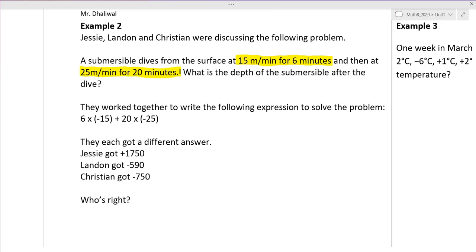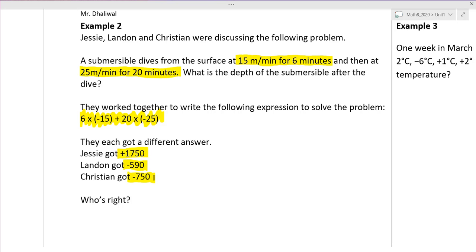So the students worked together and they came up with this equation. And Jesse said the final answer should be this. Landon said the final answer should be this. And Kristen said the final answer should be negative 750. Who is right?